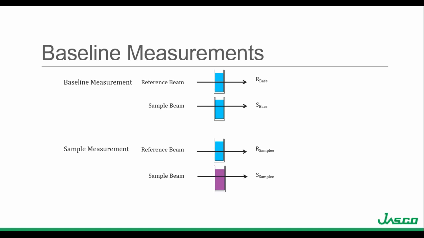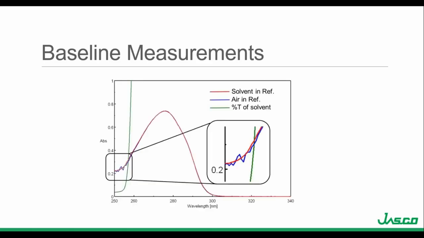So in this case, two matching cuvettes are used where the solvent is placed in both the reference and sample beam for the baseline measurement, and then for the sample measurement, the solvent is left in the reference beam and the sample is placed in the sample beam. This spectrum shows the signal to noise reduction when you have nothing placed in the reference beam, shown in blue, and then when a solvent is placed in the reference, shown in red. So the red spectrum has better signal to noise than the blue spectrum in the shorter wavelength range.